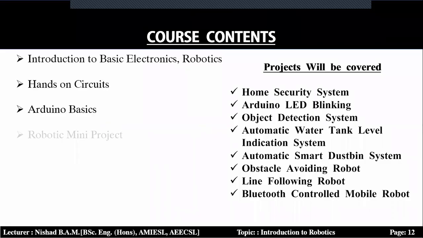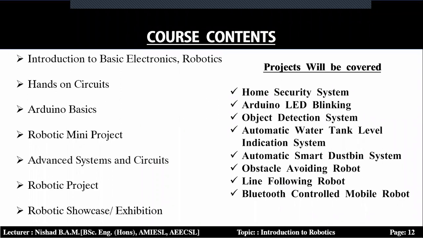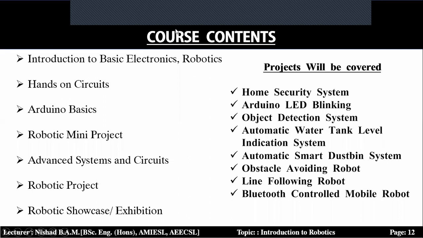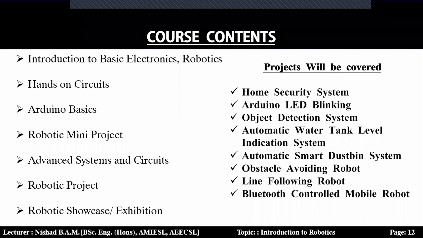Basically, we will learn an introduction to basic electronics. That means what are the electronics components associated with robotics. We will learn about the components and hands-on circuits. We will have a clear understanding about the circuits used in robotics. So you have to identify other people's circuits as well as your own project's circuit. You have to elaborate your circuit, right?